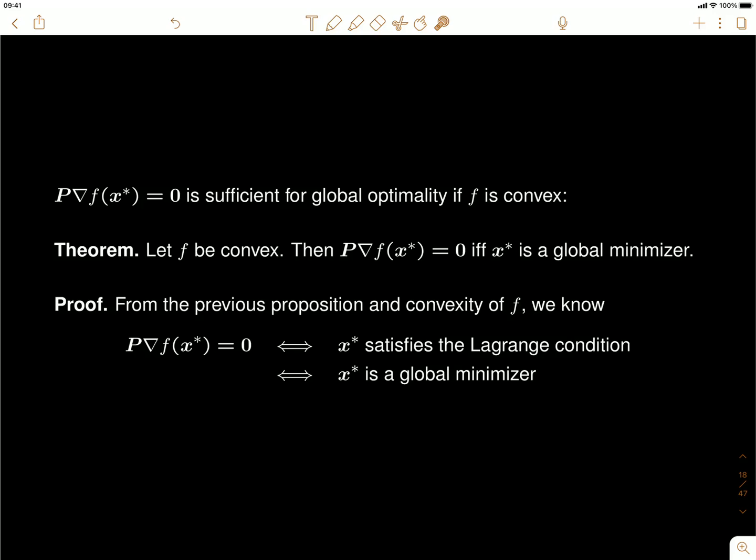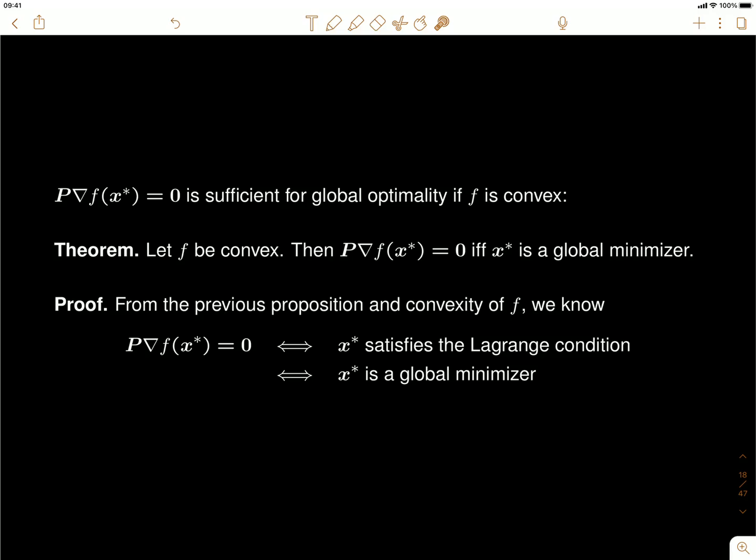One more remark that I want to make here is that when the function f is convex, then this will be sufficient to say that the global minimizer is reached. So it's not just a necessary condition, as we said earlier. This equals 0 for some feasible x star means that x star is a Lagrange point, meaning that it satisfies the first order necessary condition. But if f is convex, then this is actually also sufficient. It's sufficient to say that x star is a global minimizer of f.